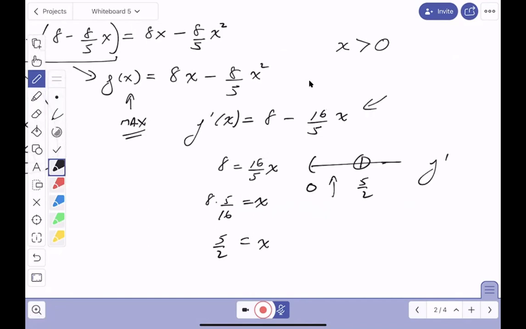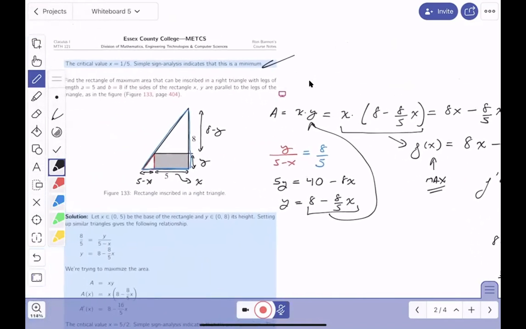What's a good number to choose here? 1. A good number to choose here would be 3. Let's plug in 1. What do you get? 8 minus 16/5, a positive number, right? And if you're going to make it 3, what do you get? Let's make an easier number, 5. Definitely get a negative. All right. So what do you know about this over here? It's a maximum.